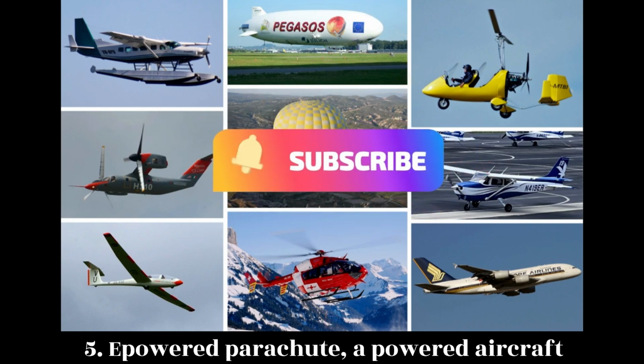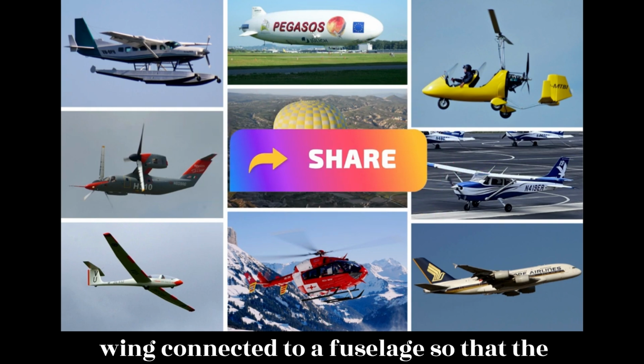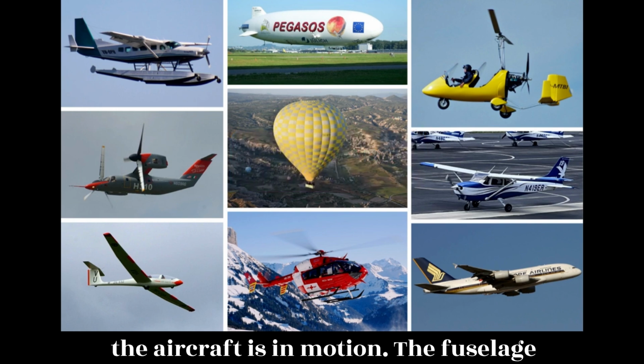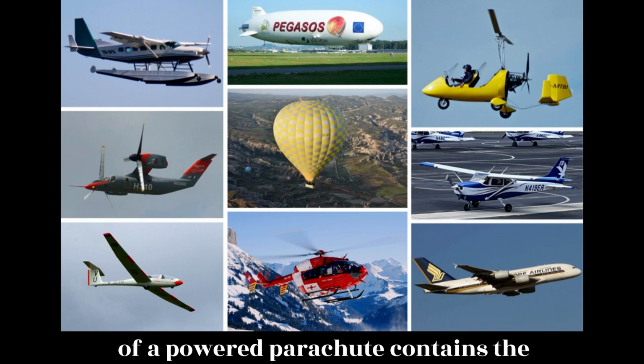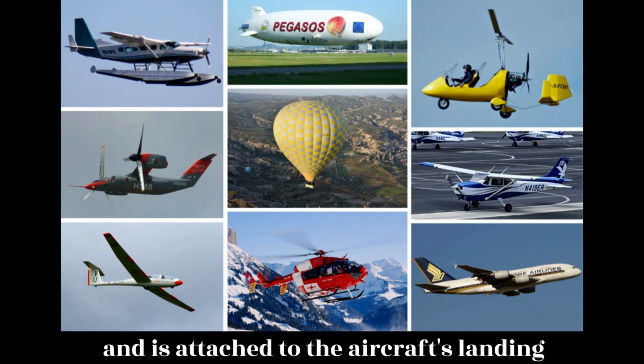5. Powered parachute, a powered aircraft comprised of a flexible or semi-rigid wing connected to a fuselage so that the wing is not in position for flight until the aircraft is in motion. The fuselage of a powered parachute contains the aircraft engine, a seat for each occupant, and is attached to the aircraft's landing gear.